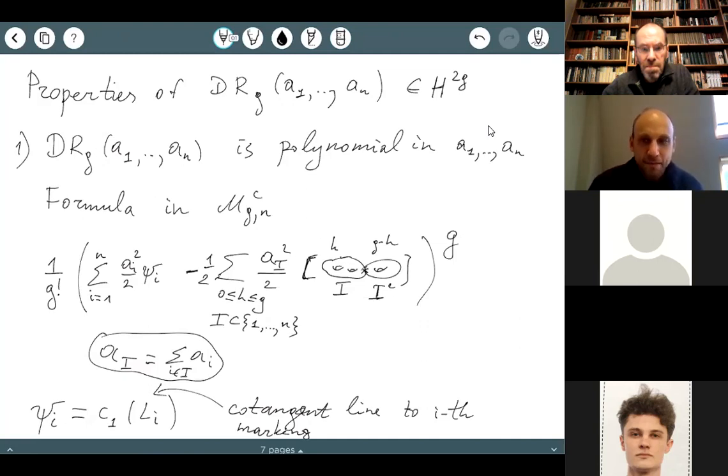As you see, this formula is not only polynomial, it is even homogeneous of degree 2g in the a_i. Here you have a_i, here you have some linear combination of the a_i. All is of degree 2g. But this is only in compact type. If you extend it to M_{g,n} bar, you get other terms that are not necessarily homogeneous of degree 2g, but it's still polynomial.